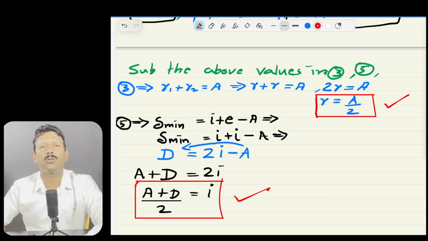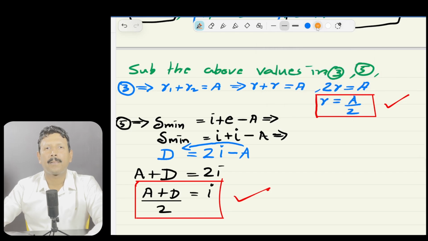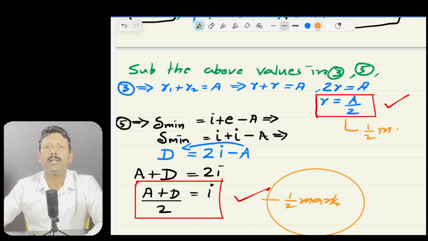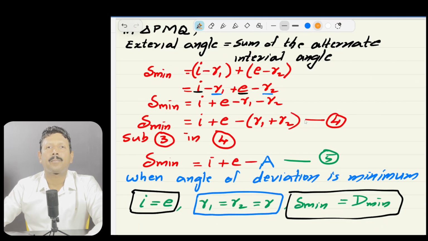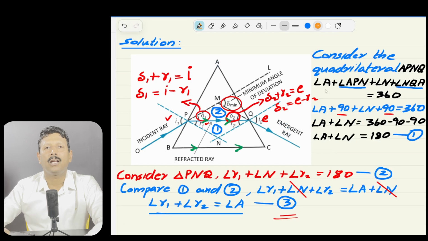Sometimes there are derivation questions asked straightforwardly, and the mark distribution is a total of 2 marks only. Here, for finding I is equal to A plus D by 2, you will get half a mark. For finding R is equal to A by 2, you will get another half mark. And one more mark I will mark upside. For finding these 2 equations, you will get another half mark. In this way, 2 marks are allotted.